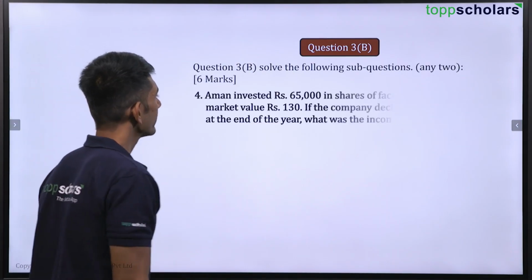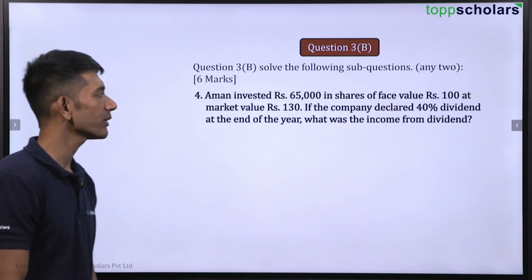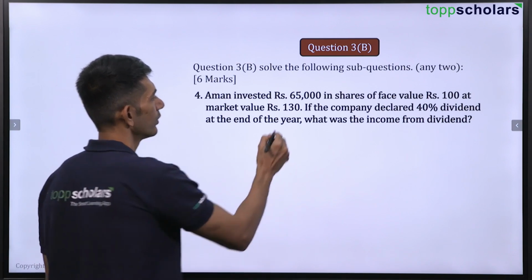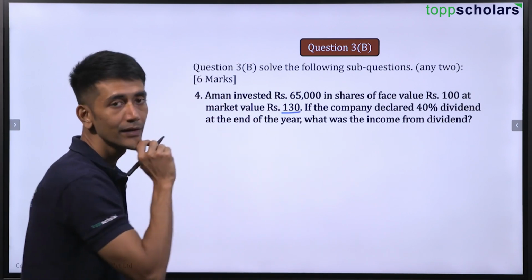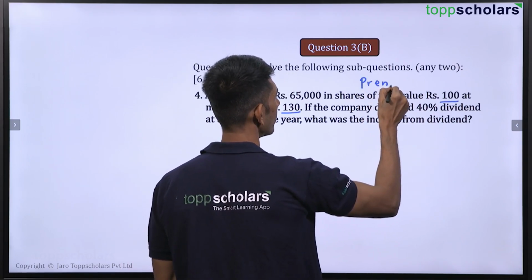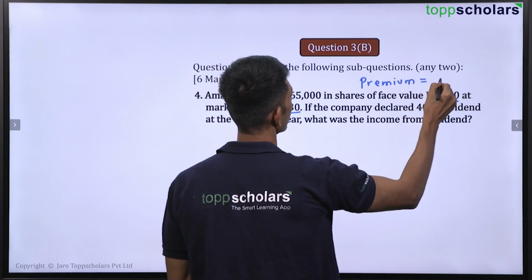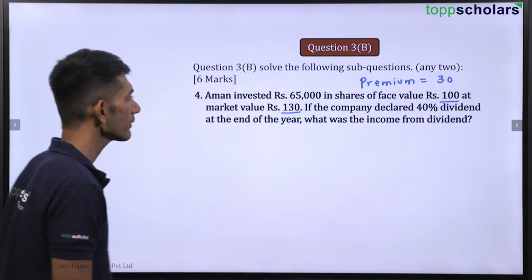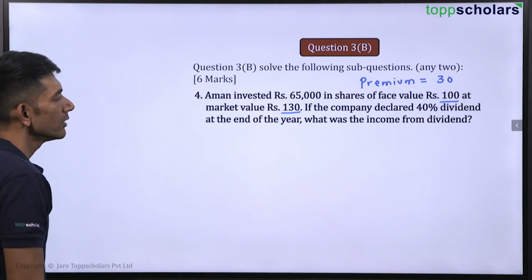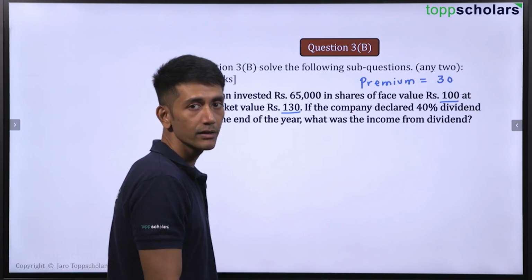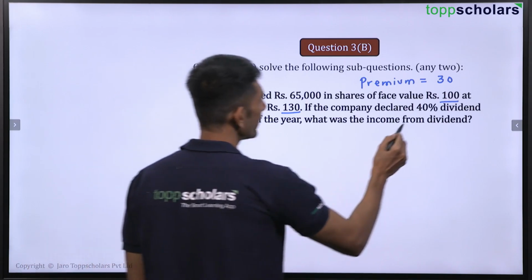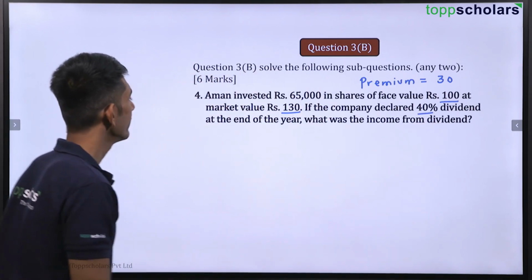Let's have a look at a new question now. It says Aman invested 65,000 rupees in shares of face value rupees 100 at market value. Market value is 130. Face value is 100. That means the premium is rupees 30. If the company declared 40% dividend at the end of the year, what was the income from dividend? We're supposed to find out the income from dividend where the company decided to give 40% dividend.